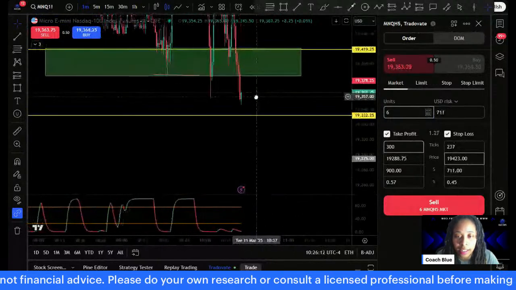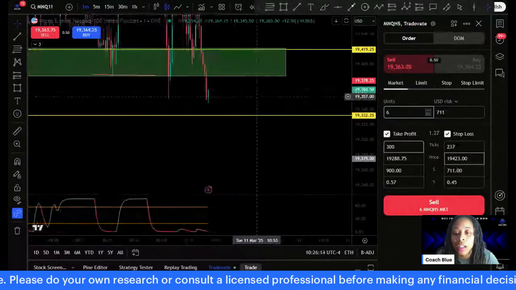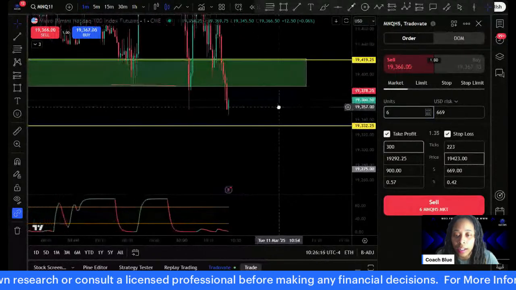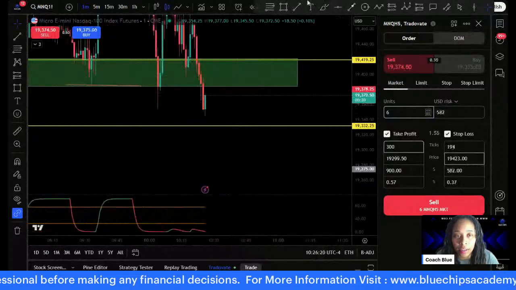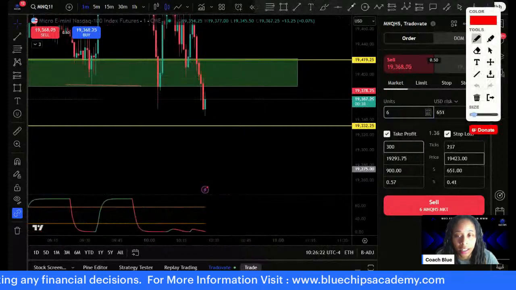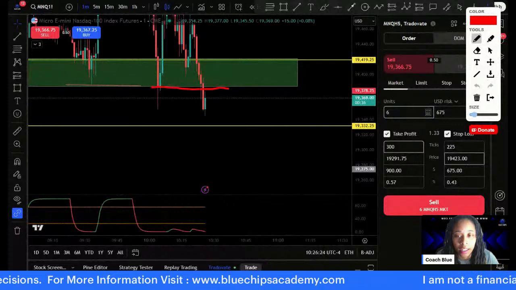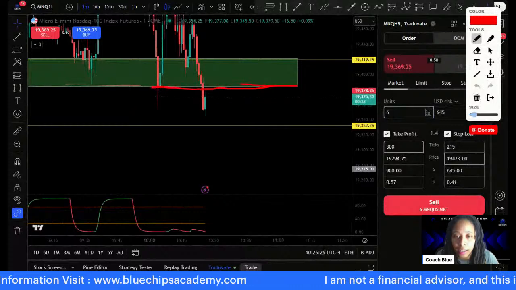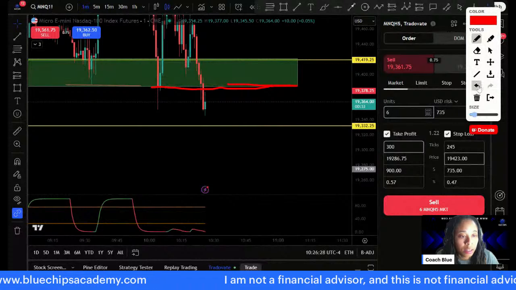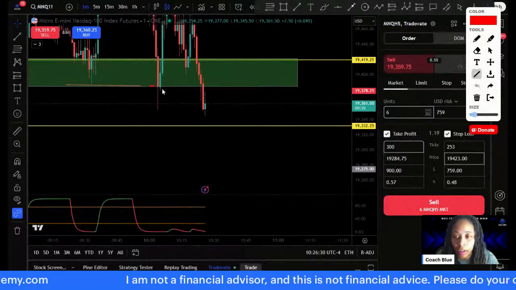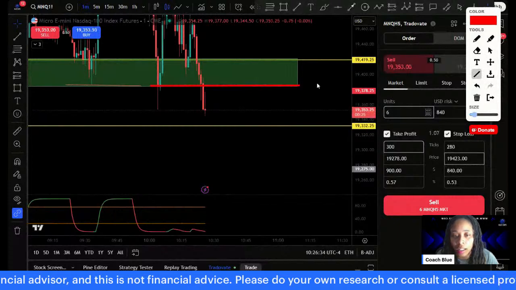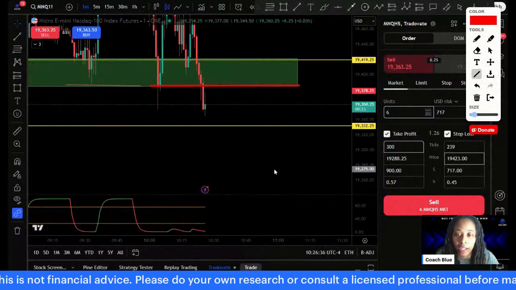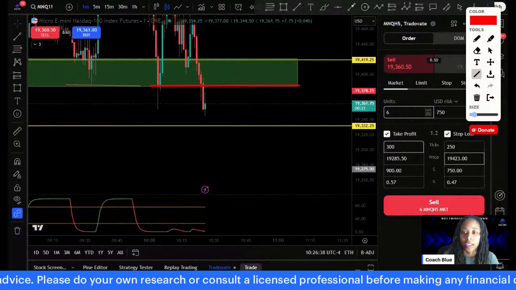I'm not getting in until I see my full formation of BPC, okay? If this candle stays beneath this area right here, that's a great sign. Great sign. Okay? Let's see what we get. We got 24 seconds left on this candle right here.